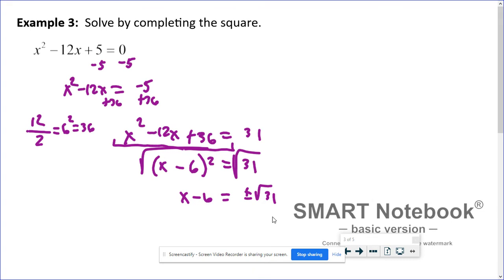Unlike in example 1, where the radical needed to be simplified in some way, there's nothing else you can do with square root of 31. So I'm going to leave it. I'm going to add 6 to both sides, and you get x is equal to 6 plus or minus square root of 31. And I can leave my answer like that.